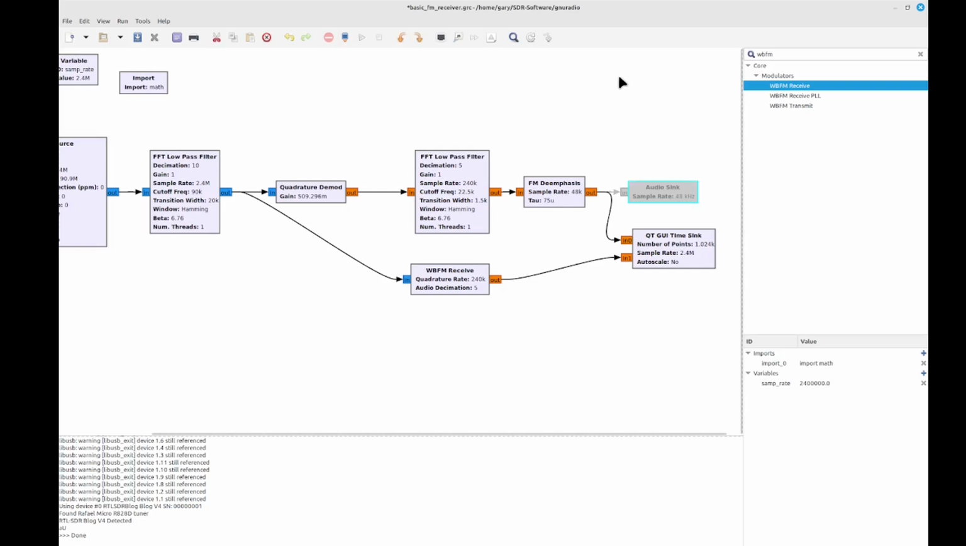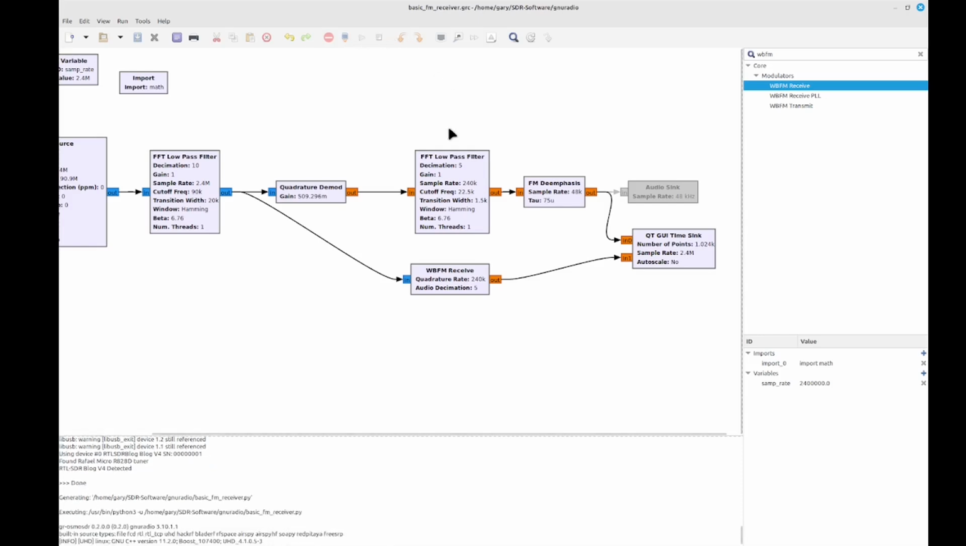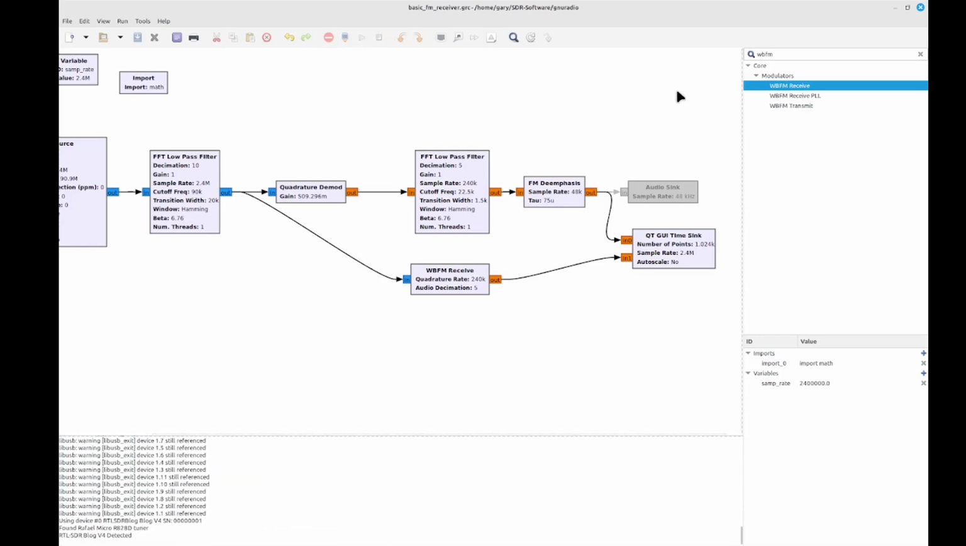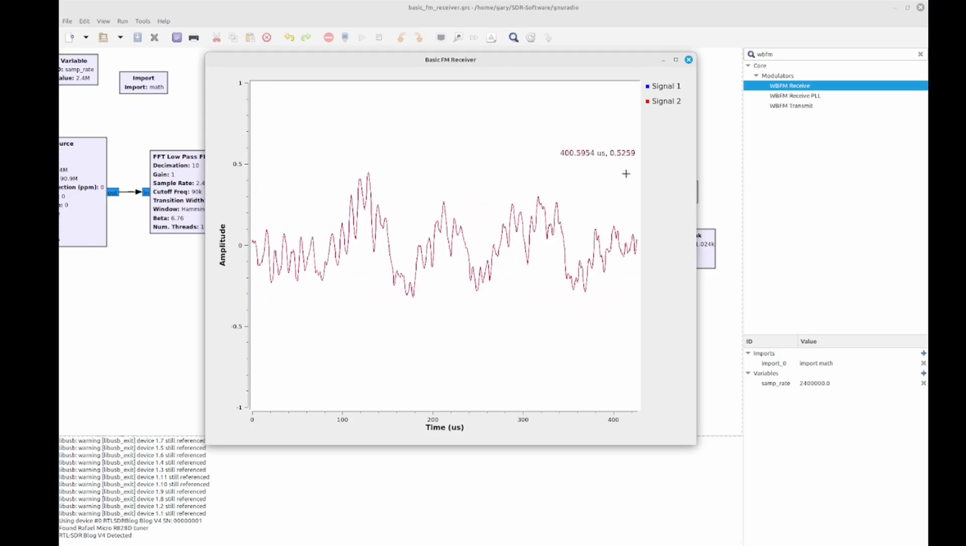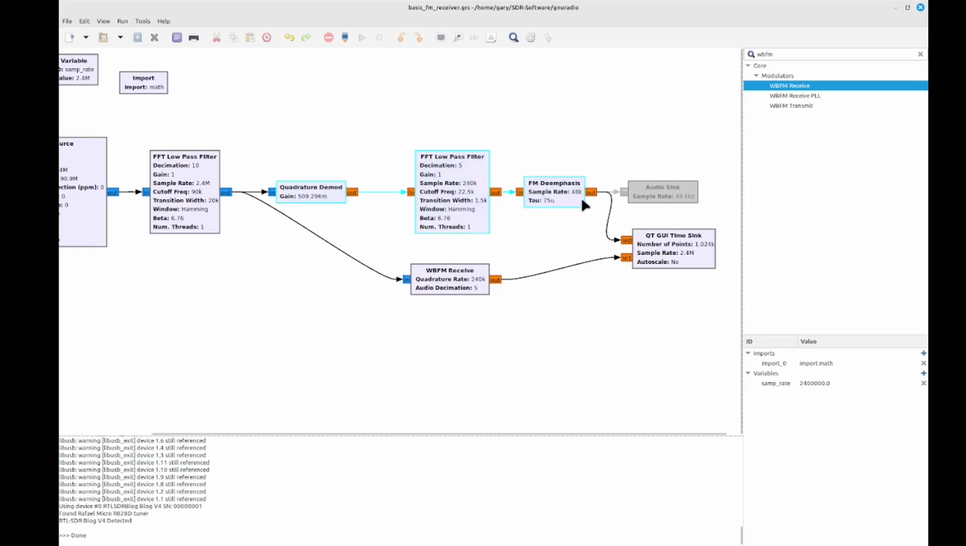And for now, I'm going to disable the audio sink. And so now when I run this, the two are exactly overlapping. I turn the red off. The red is from the wideband FM receive block. The blue is from the three blocks, the Quadrature Demod block, the low pass filter, and the FM deemphasis block. So if you're using the wideband FM receive block, all you're doing is using these three blocks with those specific values.